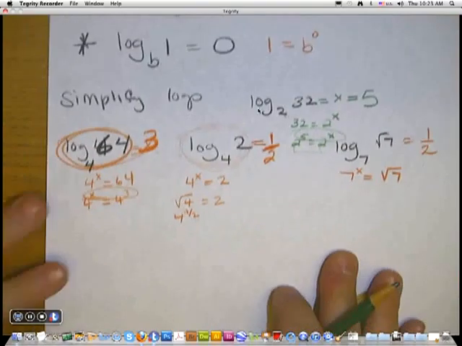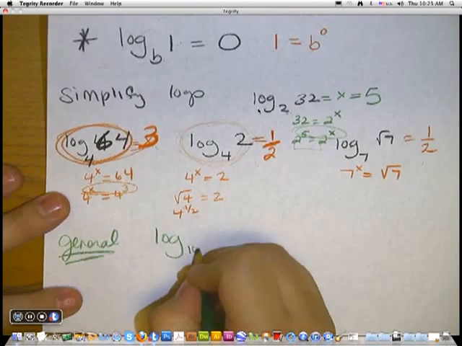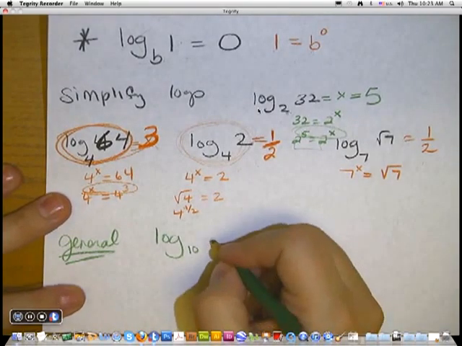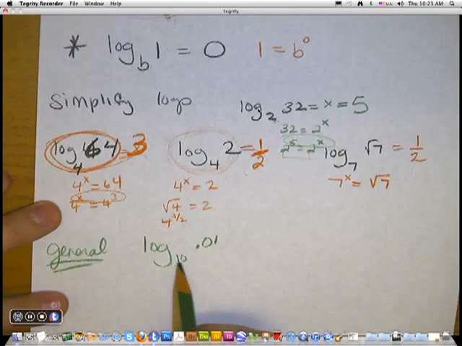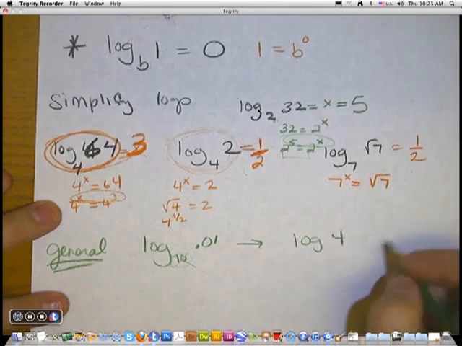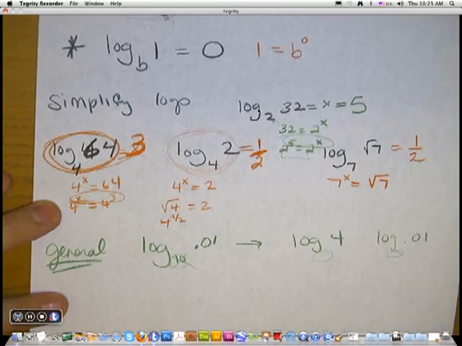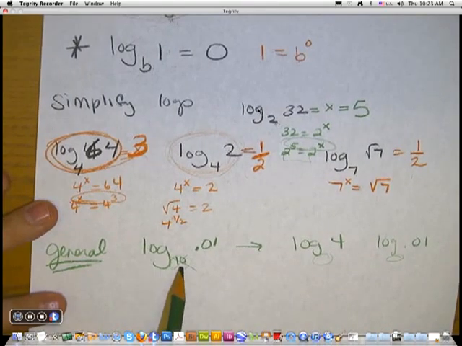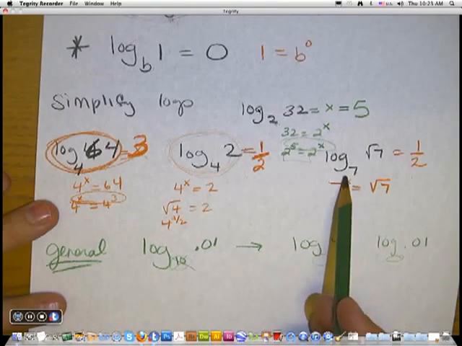In general, a log is in base 10. Log base 10 of, we'll say, 0.01. If it's in base of 10, generally we don't write it. So when you see just log of 4 or log of 0.01, the base is 10. And the base is always written kind of like a subscript, lower and smaller. However, if you don't see it, it's a 10. If it's other than a 10, it has to be written in.